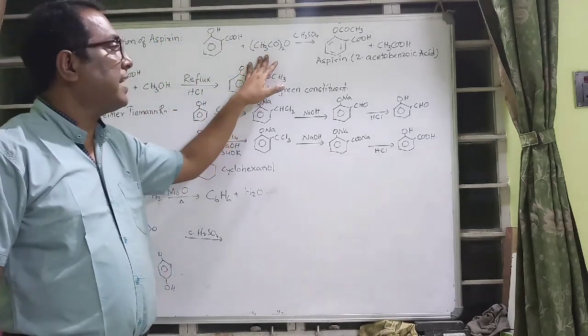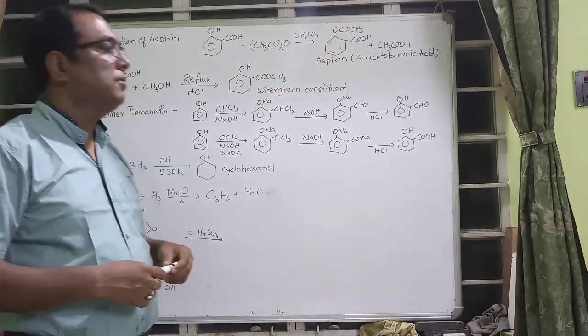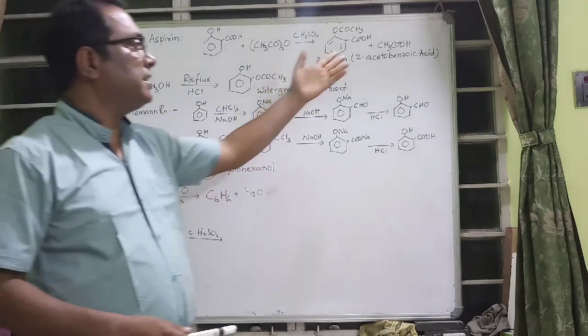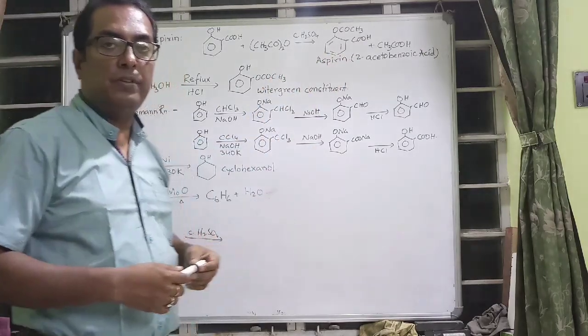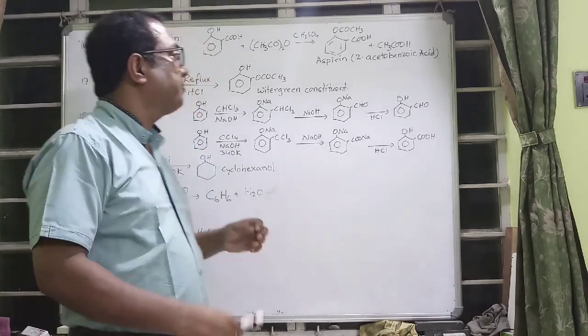When we take acetic anhydride in the presence of concentrated sulfuric acid, we get aspirin. Together with it, we get acetic acid. You know, acetic acid at about 40% is used as vinegar, and we sell it in the form of vinegar.